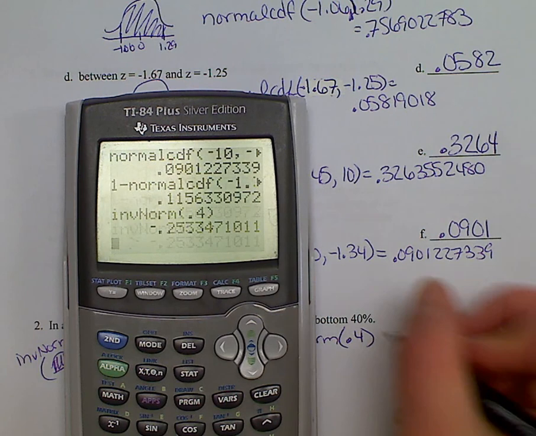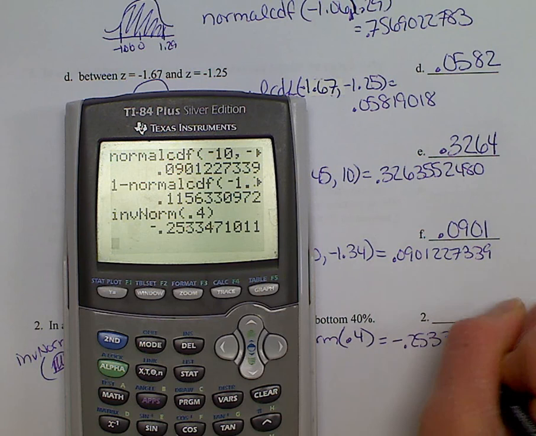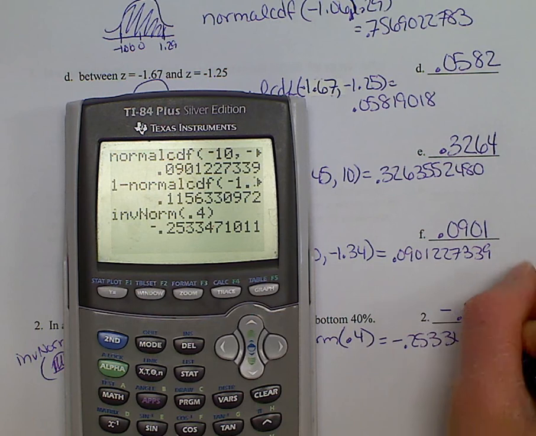Now our z-scores, we always round to 2 decimal places. So for this one, we're going to put -0.25 as our final answer.